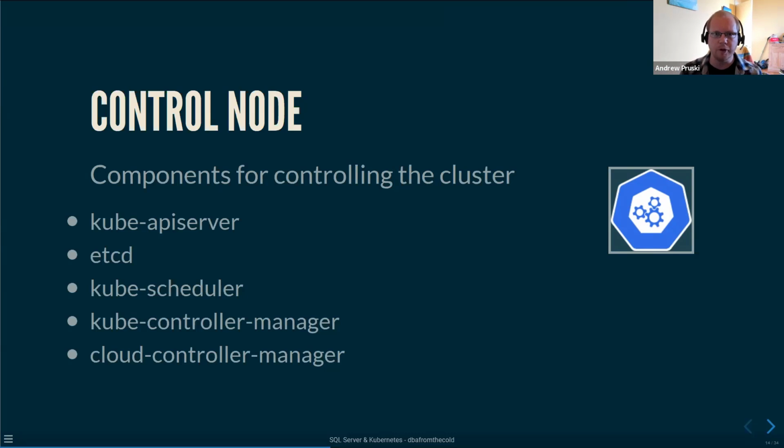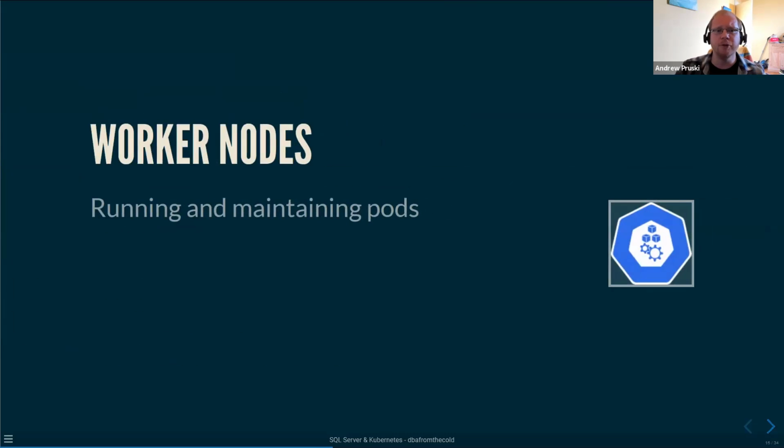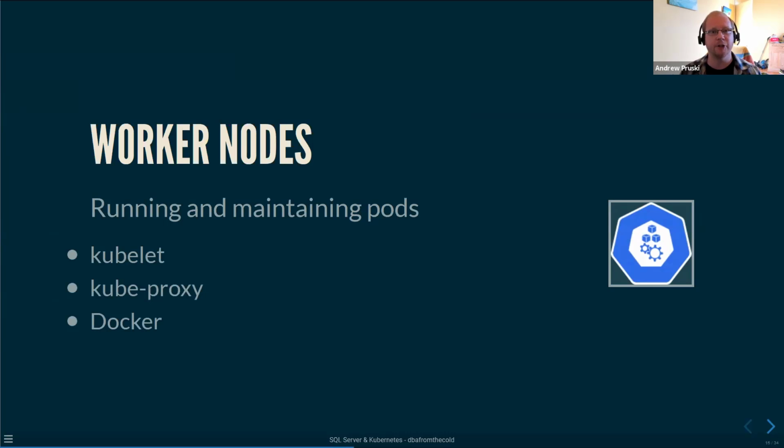So that's the control node, controlling the cluster. But we don't deploy our own applications to the control node. It's simply there to manage the cluster. We deploy to the worker nodes, which are responsible for running and maintaining our pods. So this is things like the kubelet, which is an agent that runs on all Kubernetes cluster nodes. The kube proxy, which does things like map services to pods. And Docker. This is our container runtime.